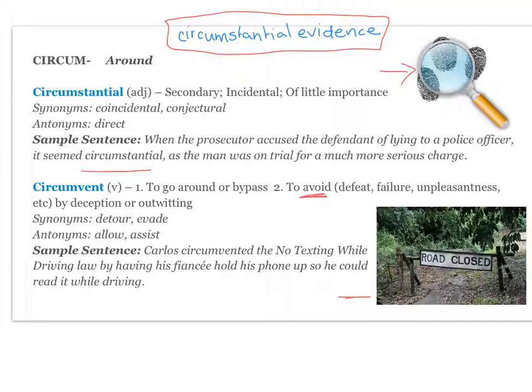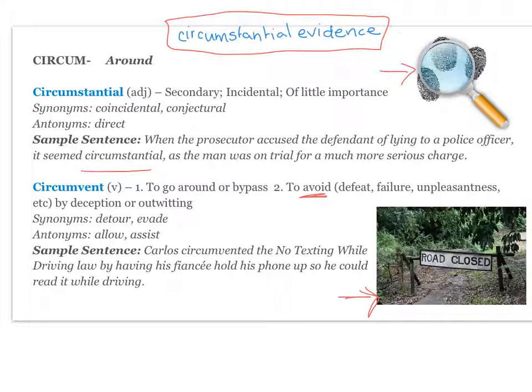So this picture over here shows a closed road, so you would have to circumvent that closed road by going a longer way around. Similarly, you might want to circumvent a friend's locker if you had a fight with them, right? So you might go a different way. So it can literally be to go around something, or it can also be to avoid.